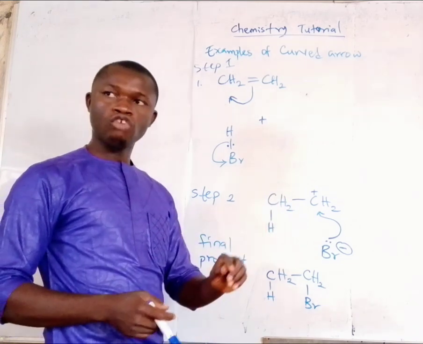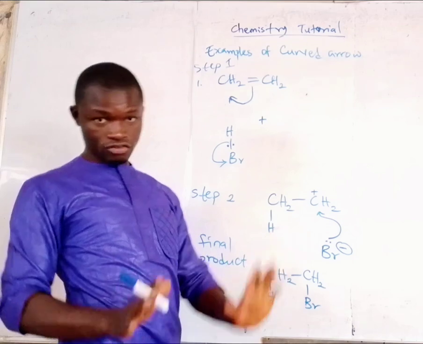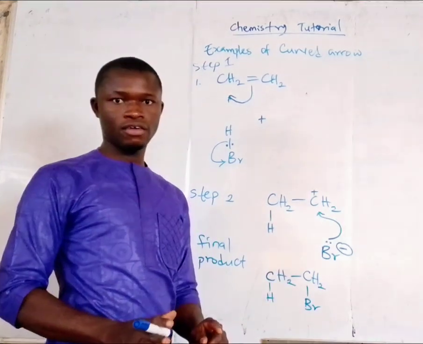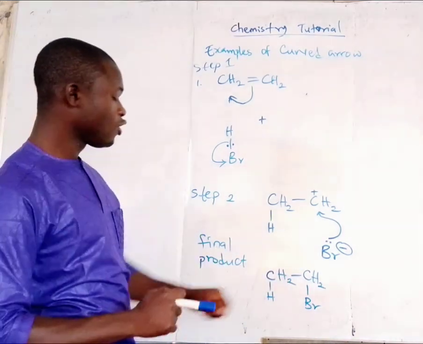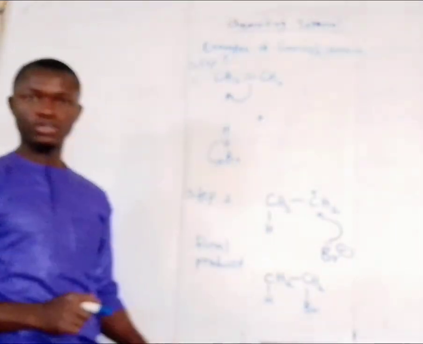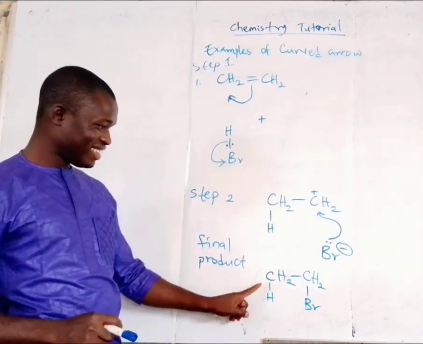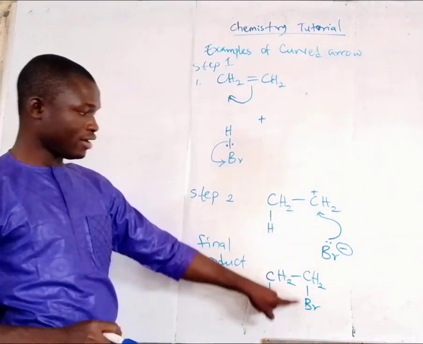Anytime you are moving an arrow and you move from an electrophile to a nucleophile, it is wrong. You cannot move from electrophile to electrophile. It is only those that are rich that can give out to those that are poor. So now let's look at the products of this reaction. The final product is CH2, this hydrogen that was here before, and a bond between bromine and this carbon.